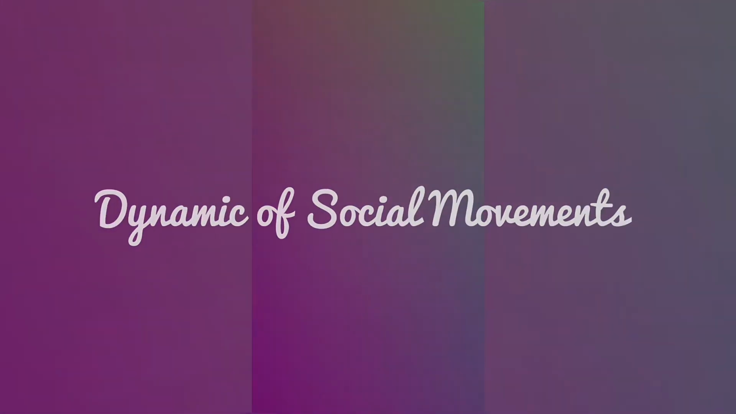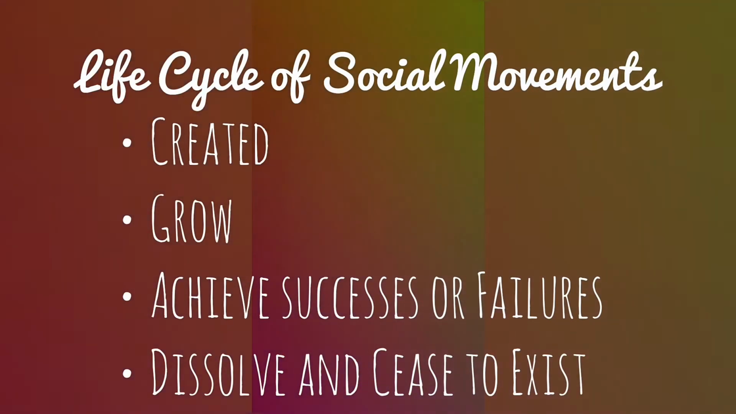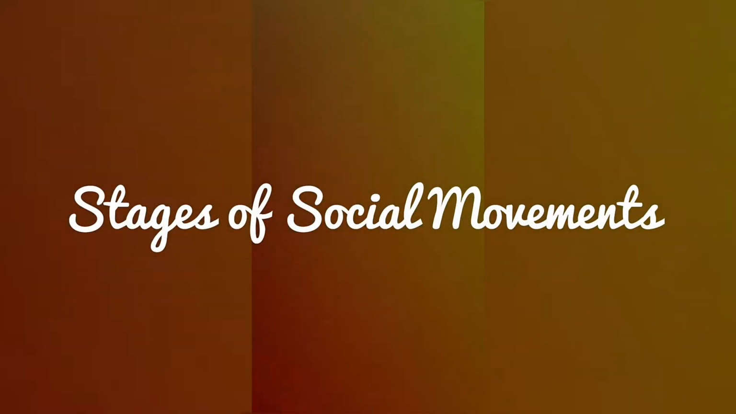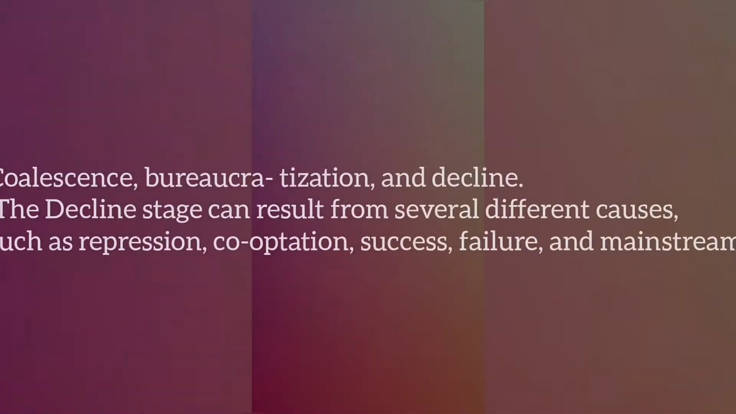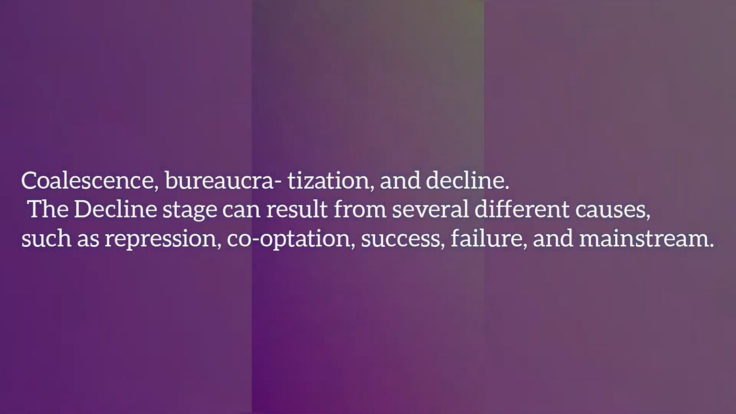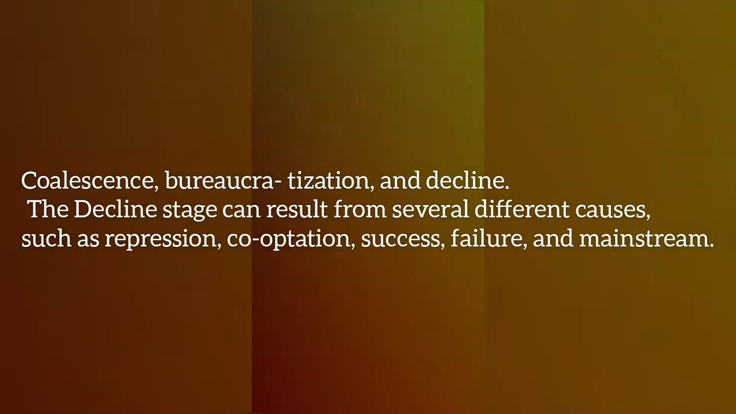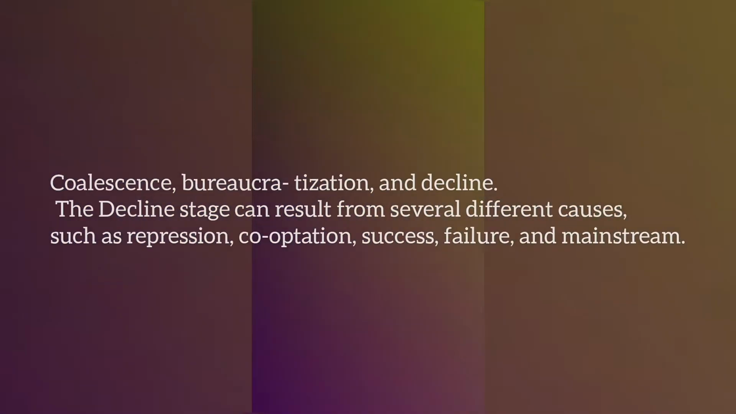The dynamics of social movements: they have a life cycle. They are created, they grow, they achieve successes or failures, and eventually they dissolve and cease to exist. The four stages of a social movement are development or emergence, coalescence, bureaucratization, and decline. The decline stage can result from several different causes, such as repression, co-optation, success, failure, and mainstreaming.